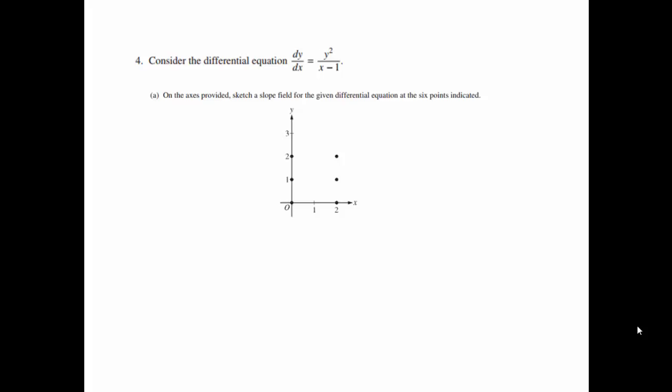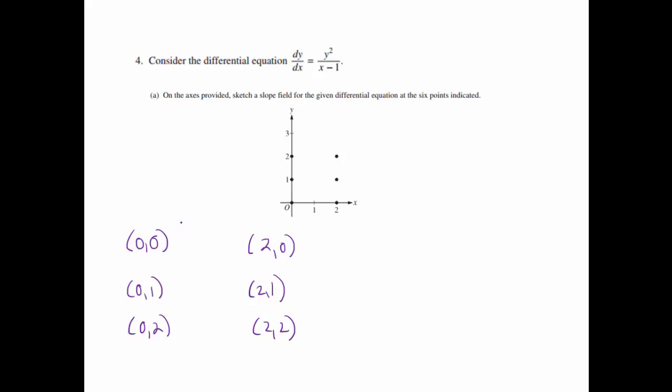Problem number 4. Consider the differential equation dy/dx equals y squared over x minus 1. Part A, on the axes provided, sketch a slope field for the given differential equation at the 6 points indicated. So I notice we have (0, 0), (0, 1), (0, 2), and then we also have (2, 0), (2, 1), and (2, 2). So I'm just going to calculate the slopes. Remember, this is just slopes, so I'm just going to plug things into that formula.